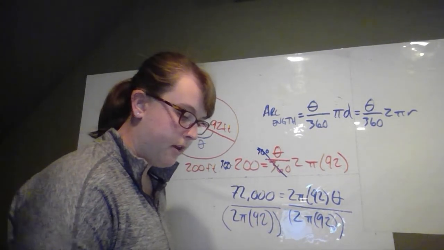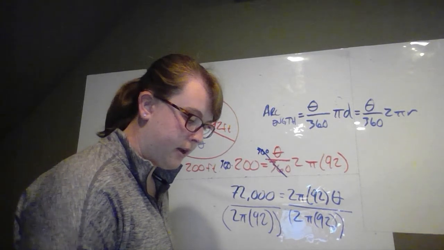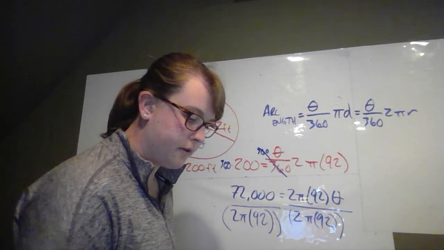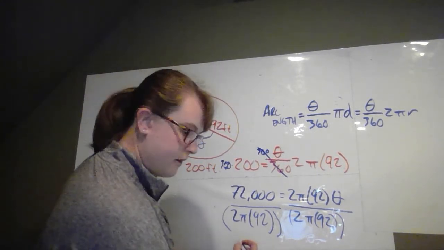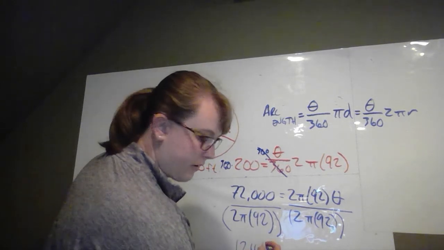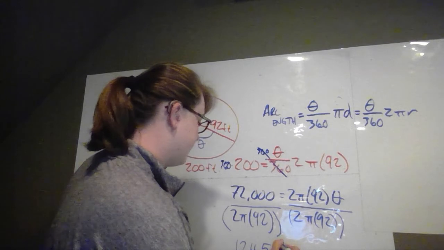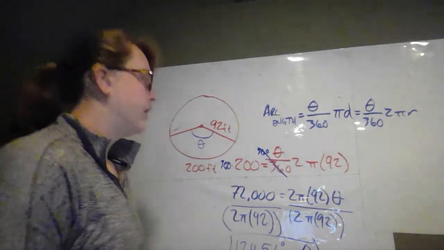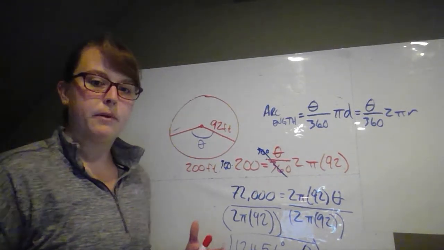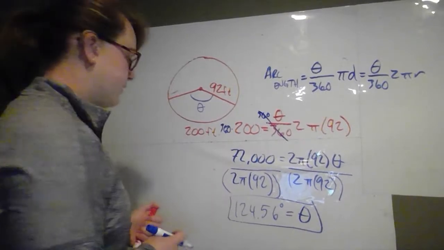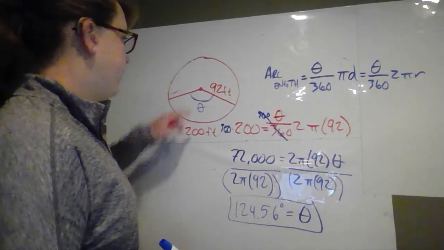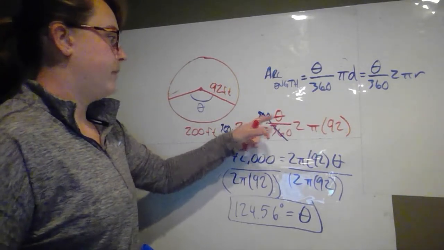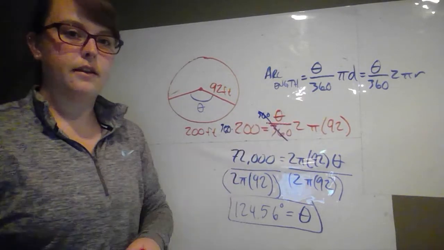Okay, so here we go. Divided by 2, divided by pi, divided by 92. And we get 124.56 degrees for theta. Again, a lot of where people get hung up on this kind of stuff is with the algebra. So we want to make sure that we can set things up correctly and plug things in, but also that we can do the steps correctly to isolate theta at the end.